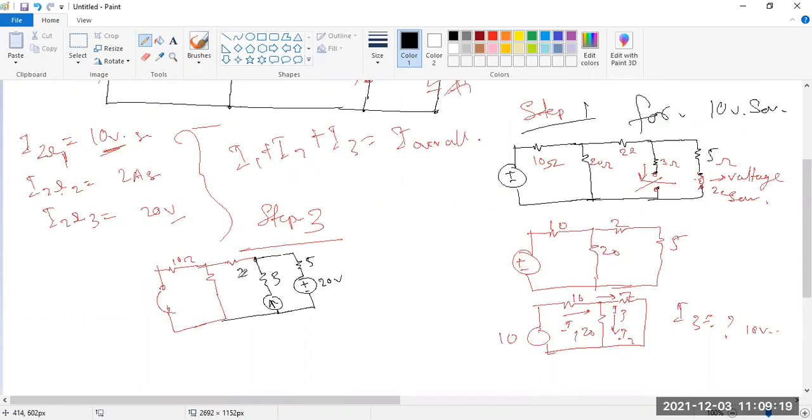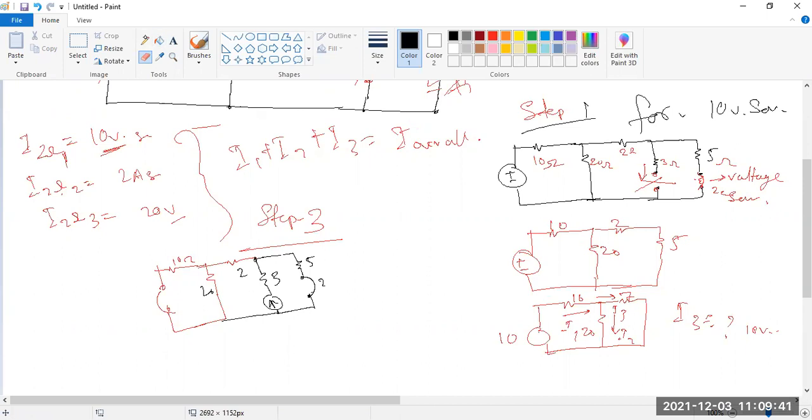Here is 2. Here is 20. 10. Now this is also a voltage source, so you have to replace it. But whenever a voltage source is there, you have to short it and it will be removed. So this will be your circuit. This is your circuit for step 3.